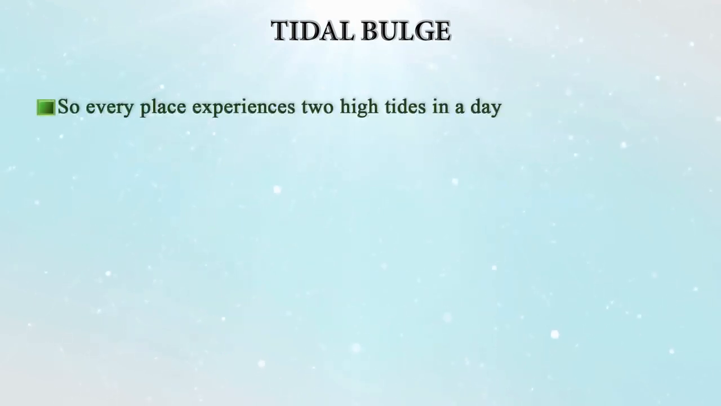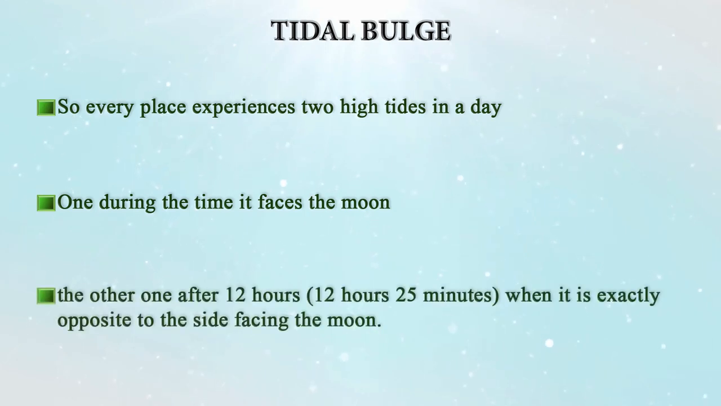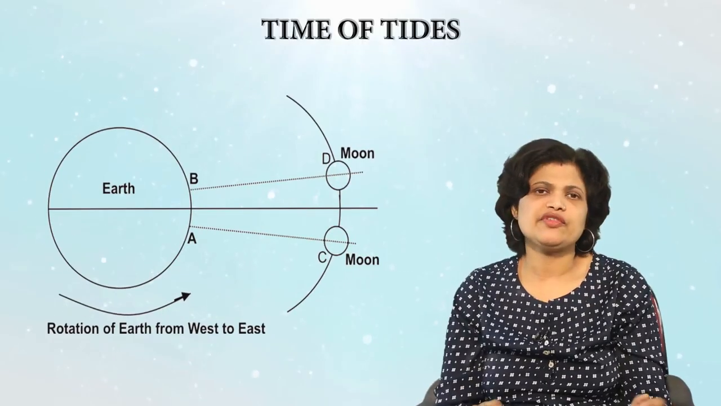So every place experiences 2 high tides in a day. Obviously, one high tide it will experience when it faces the moon, and the second high tide it will experience when it is directly on the opposite side of the moon's meridian. So one during the time it faces the moon, and the other after 12 hours. This portion of the earth will take 24 hours to reach this portion once again, but it will experience the second high tide only after an interval of 12 hours. It is actually 12 hours 25 minutes. This I will explain. Come to this figure.